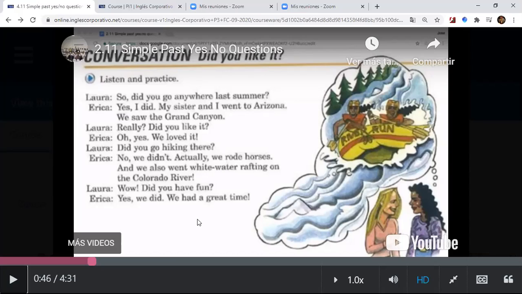Did you go hiking there? Another yes, no question. No, we didn't. Actually, we rode horses. Rode is the past tense of ride. And we also went. What is the past of go? We also went whitewater rafting. And we also went whitewater rafting on the Colorado River.